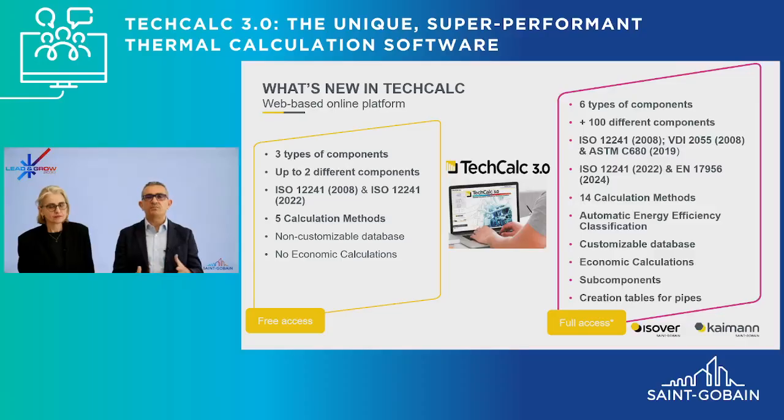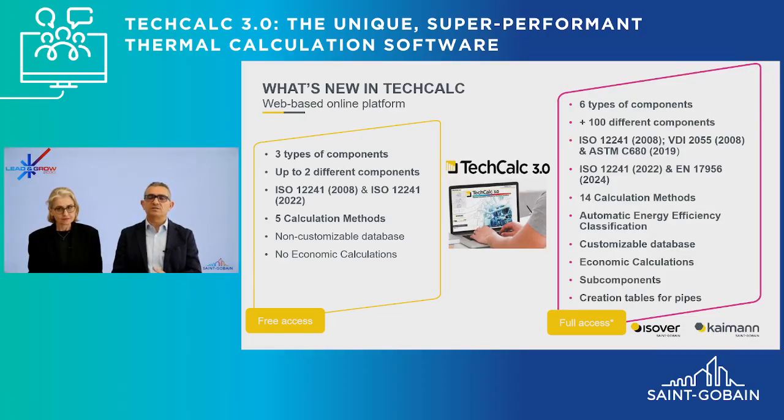However, full access has 6 types of different components, up to or more than 100 different components. It's possible to compare different components and calculate the heat losses, of course complying with all the standards: 12241, VDI 2055, ASTM, and of course the new one, energy efficiency classes 17956.